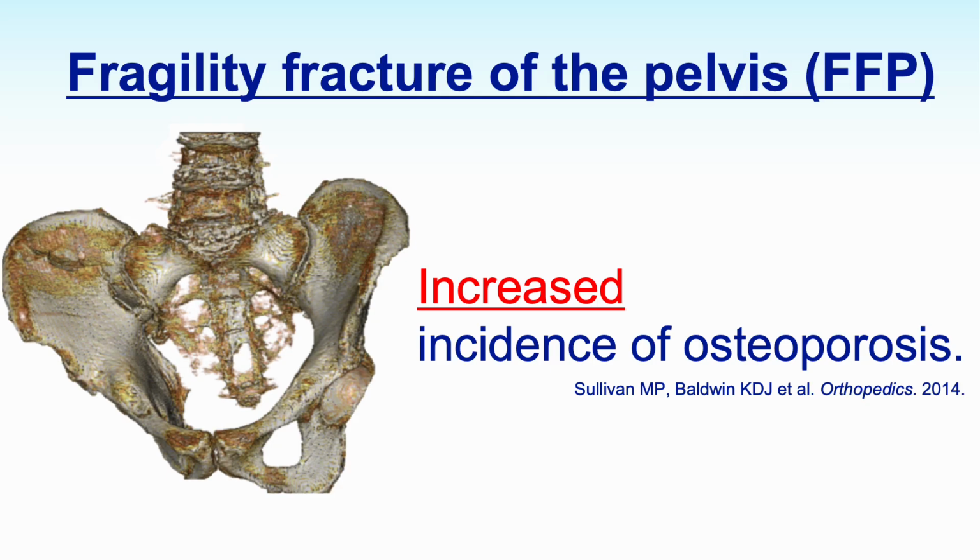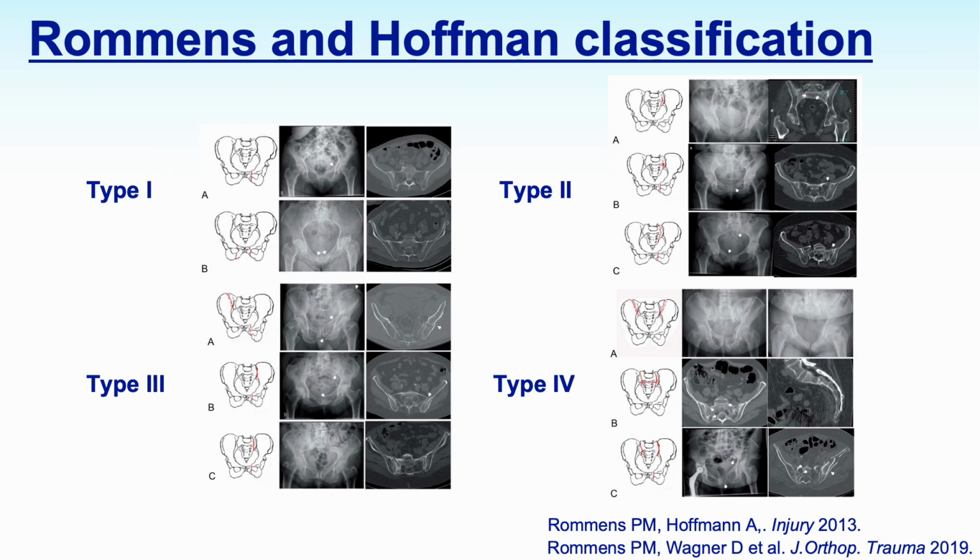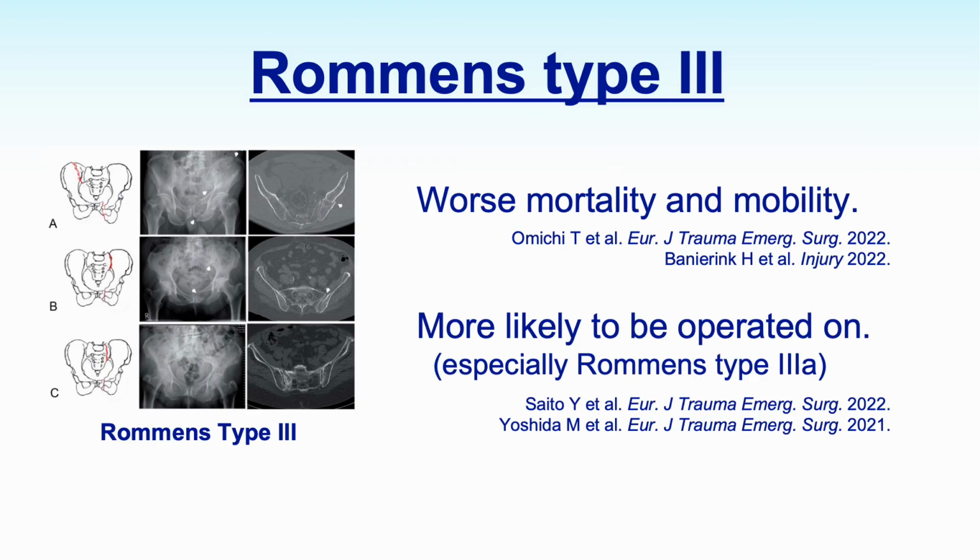Fragility fracture of the pelvis, FFP, has increased rapidly related to osteoporosis. The Rommens and Hofmann classification system has provided a systematic understanding of fracture types of FFP. Rommens type 3, especially type 3A, is more likely to be operated on due to external rotation of the ilium and worse mortality and mobility.